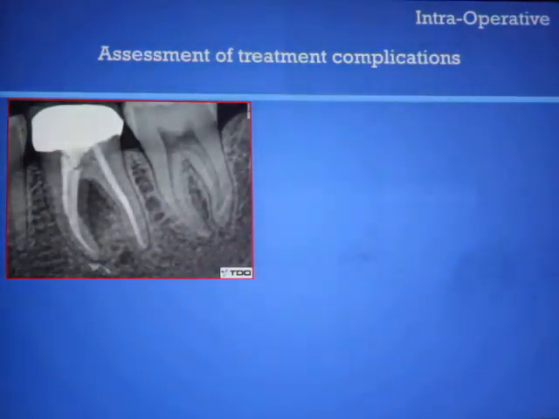Let's look at another complication that we can diagnose on the conebeam CT. And we see there is a root canal treated tooth with the radiolucency in the furcation area. When you see there is not much periapical lesion and the radiolucency in the furcation, the first thing that comes to my mind is possibly there is a fracture in the root.